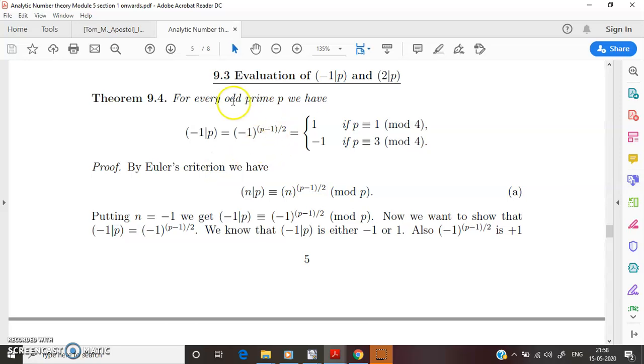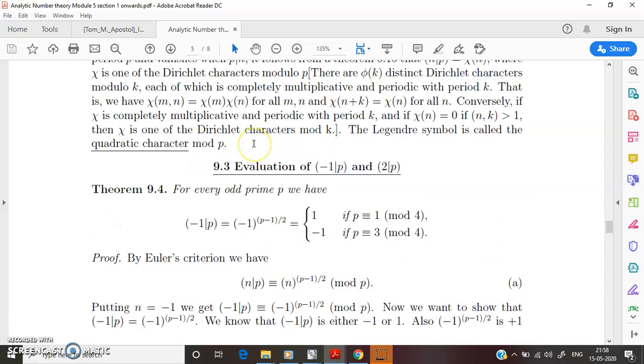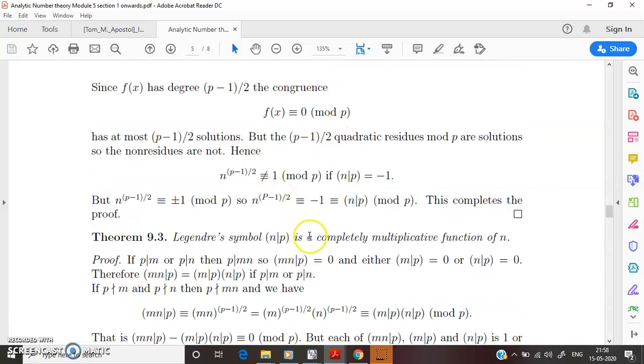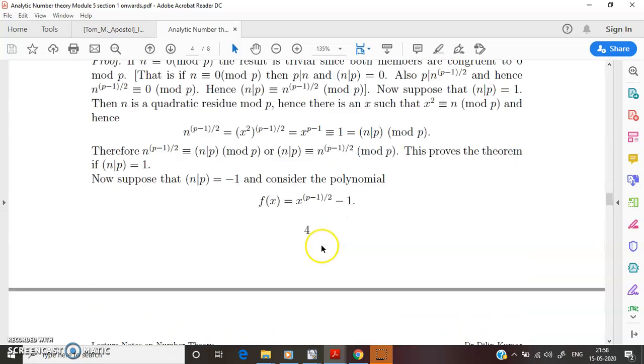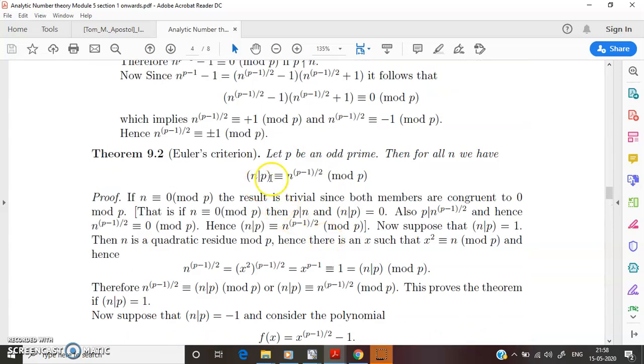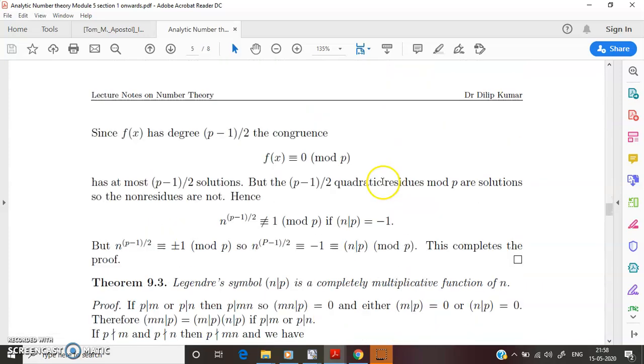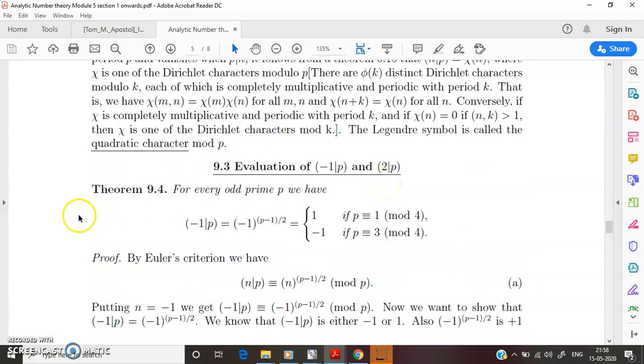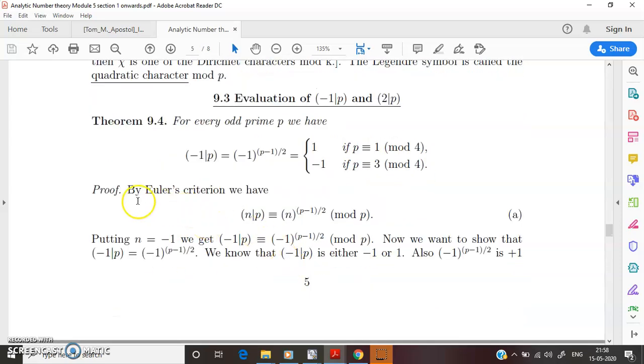By Euler's criterion, which we have already proved earlier, the Legendre symbol n over p is congruent to n raised to (p minus 1) by 2 mod p, where p is an odd prime. So here we will be proving this for minus 1 and for 2.